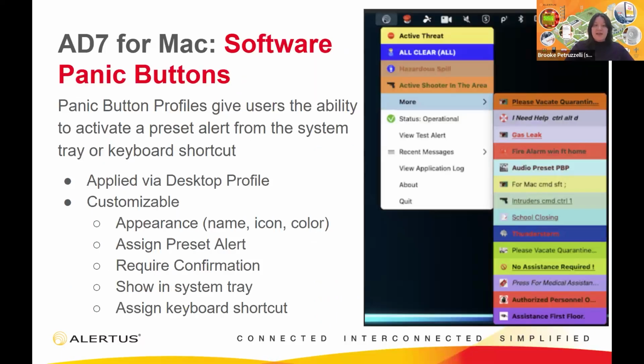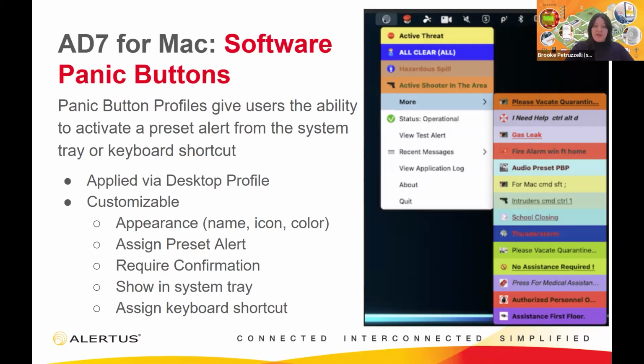So this next slide allows you to see what this could look like on your Mac client. Once again, panic button profiles give your users the flexibility to activate a preset alert directly from their system tray icon or by using a custom keyboard shortcut. You can customize many aspects of each panic button profile to suit your organization's needs. So first is appearance, where you can customize the name, icon, color of the button.